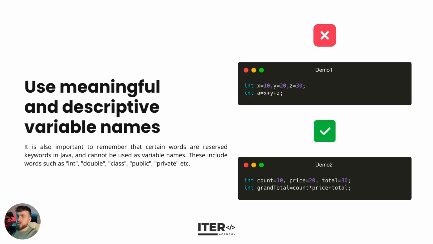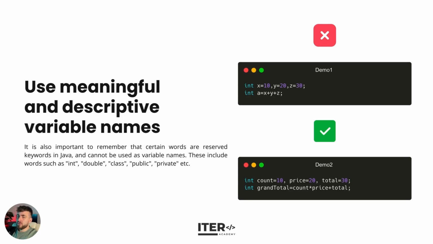As an example, let's look at the piece of code where variable naming conventions are not followed. So at the demo 1, all the variables are named just with a single letter. And now let's see the same piece of code with proper variable naming conventions as in the demo 2. As you can see, the second example is much more clear and easy to understand than the first.